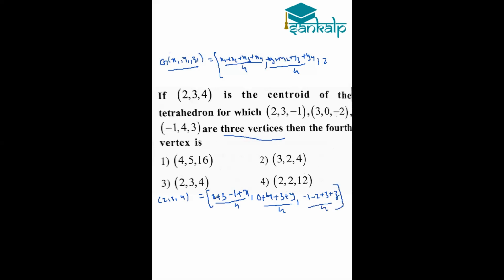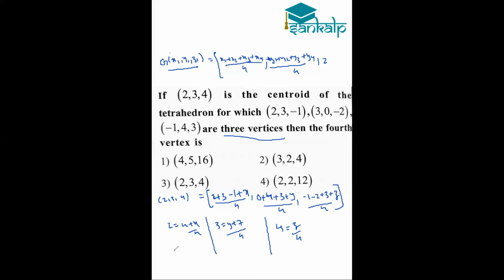So when we equate and simplify, 2 plus 3 is 5, 5 minus 1 is 4. So it will be 2 equal to (4 + x)/4. Similarly, equate the y coordinate: 3 equal to (y + 7)/4. And for the z coordinate, 4 equal to (-1 - 2 + 3 + z)/4, that is, 3 minus 3 is 0, so z/4.